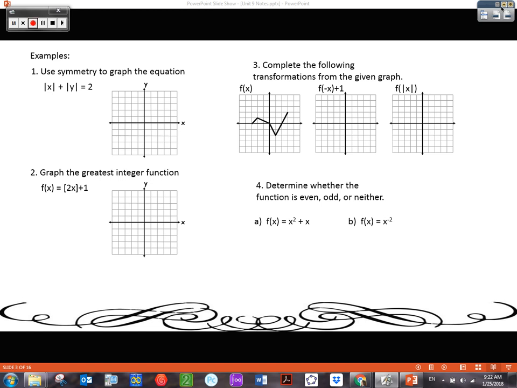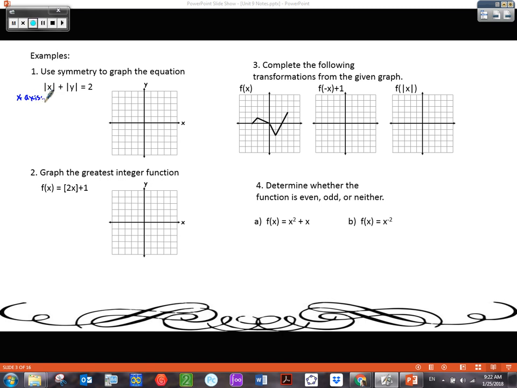Okay, so the first one, we are going to graph that with symmetry, which means we need to run through all 4 symmetry tests to determine which symmetries we have, and then we will graph. We're going to just go in the order that's on the other page. We have x-axis symmetry.